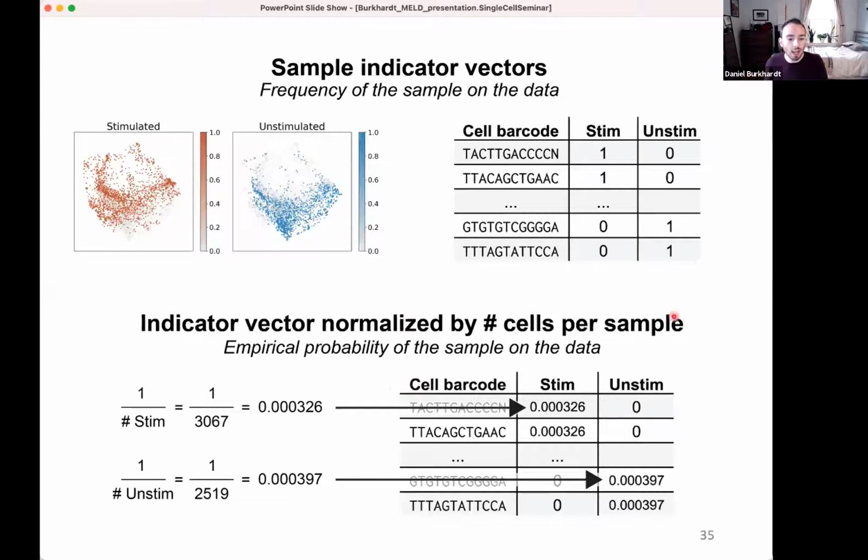The first step is that we take these indicator vectors and normalize them by the number of cells per sample, because there's no guarantee that you have the same number of cells in your treatment and control condition. What this essentially gives you is the empirical probability of the sample on the data. So the probability of observing that cell, given that you are from this data set, is this normalized indicator signal. You can see that it's different for each of them, but these columns will now sum to 1.